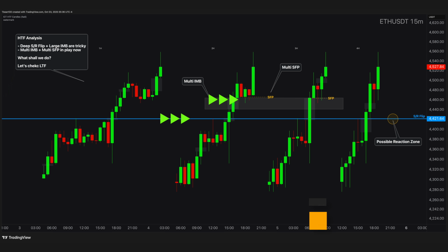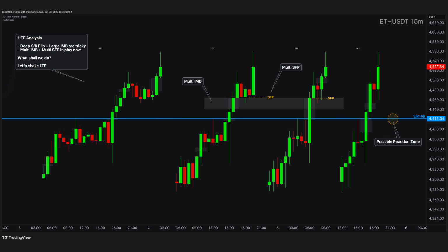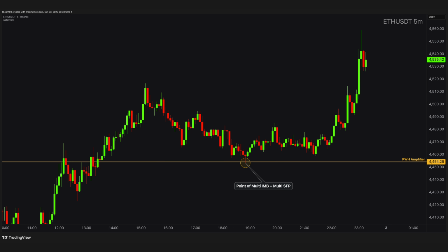The answer actually lies in the inner time frames, the lower time frames, and the smaller internal structure of the market. We need to pay attention to how the trend is developing inside those lower time frames and see what kind of price behavior is forming here. Alright, let's switch over to the 5-minute chart and talk about what is happening inside that inner area in more detail.